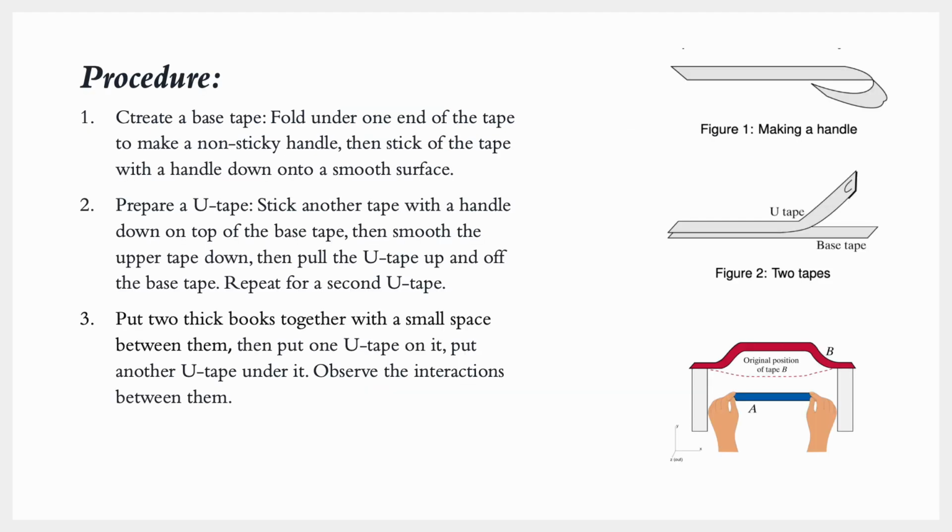Then is the procedure. It's very similar to Lab 1. First, create a base tape. Second, prepare a U-tape. Third, put two thick books together with a small space between them. Then put one U-tape on top, put another U-tape under it, and observe the interactions between them.